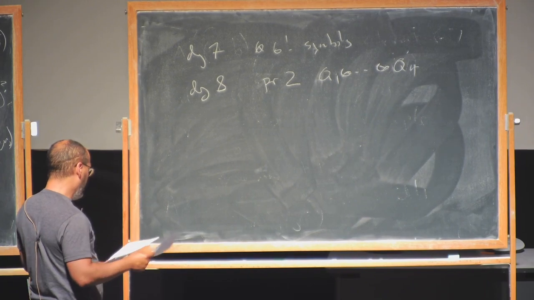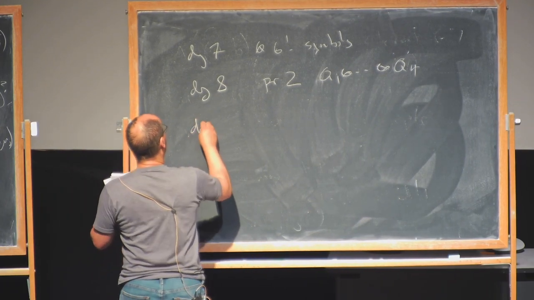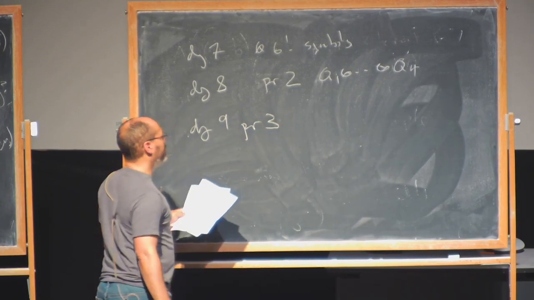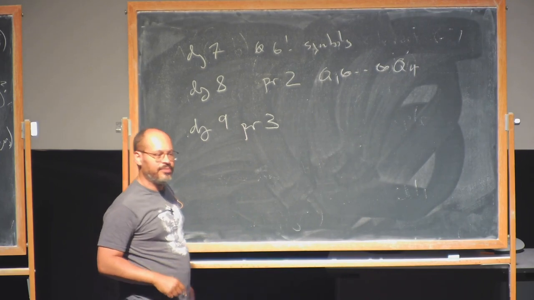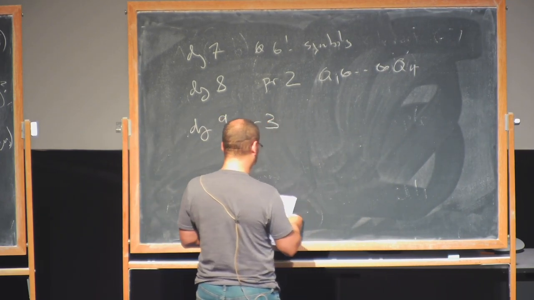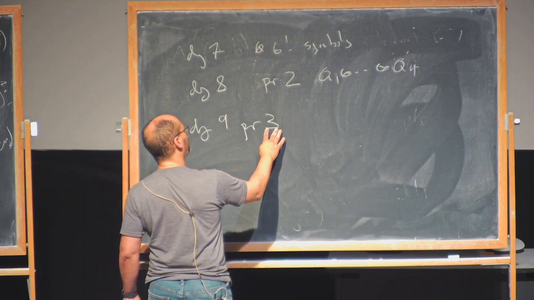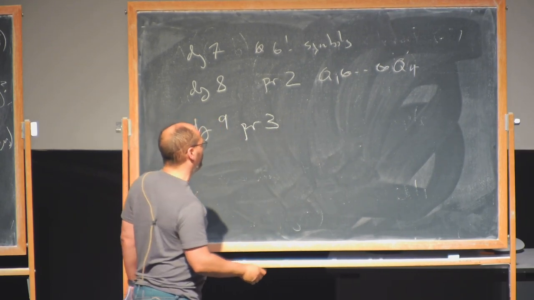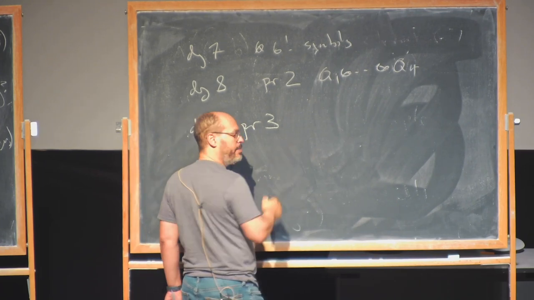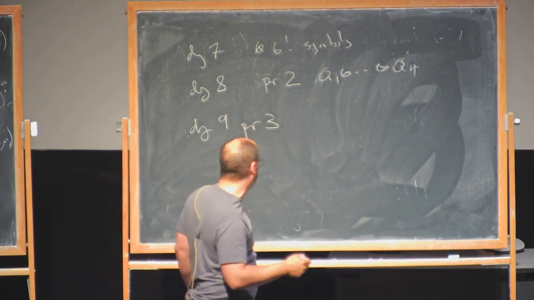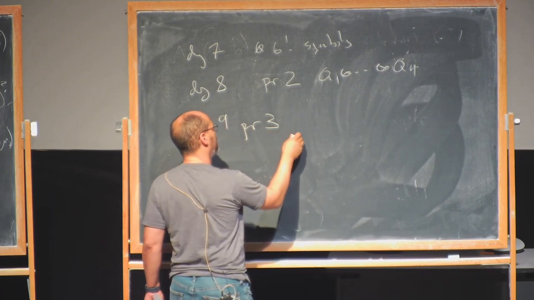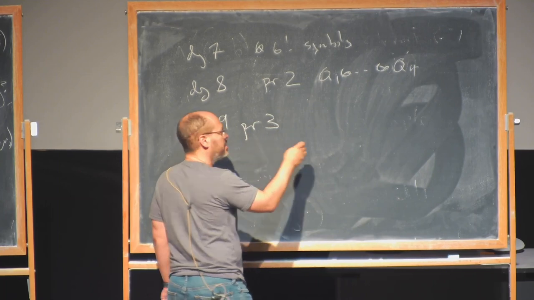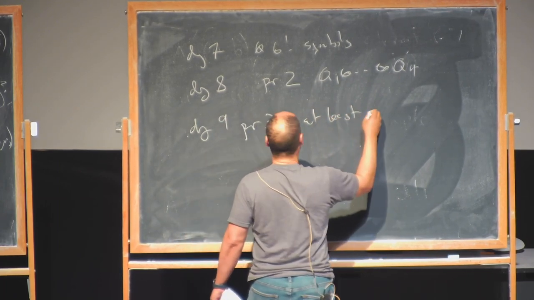Let me say, just as the last one, what about degree 9, period 3? This is not an exhaustive list. But degree 9, period 3, well, a priori, you know you need at least 2, but results of, for example, Karpenko at least, and maybe Merkurjev, and I'm not sure who else to attribute that to, show that you can't do 2. 2 doesn't have to be enough. You'll need at least 3.